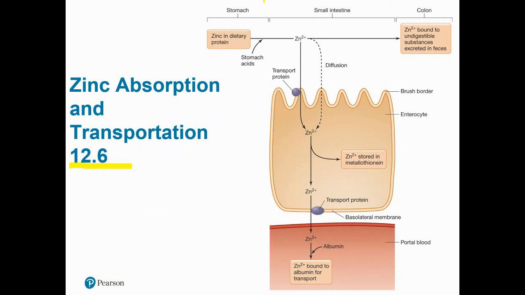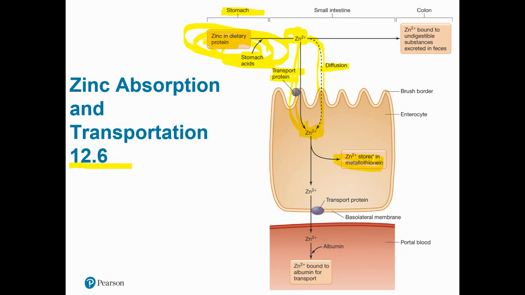So figure 12.6. Again, just like with non-heme iron, we do need stomach acid to separate zinc from proteins in the diet. So that's going to be an important component of zinc absorption. And then here, zinc being a divalent cation, it can be absorbed in two ways: either via a transport protein on the enterocyte membrane, which would be facilitated diffusion, or just regular diffusion, again depending on body status.